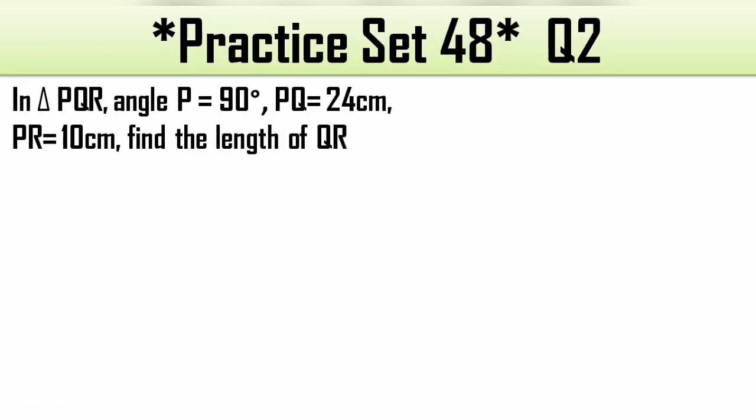Let's begin with exercise 48, question number 2. The question says in triangle PQR, angle P is 90 degrees, the lengths of sides PQ and PR are given to me, and I need to find the length of side QR.